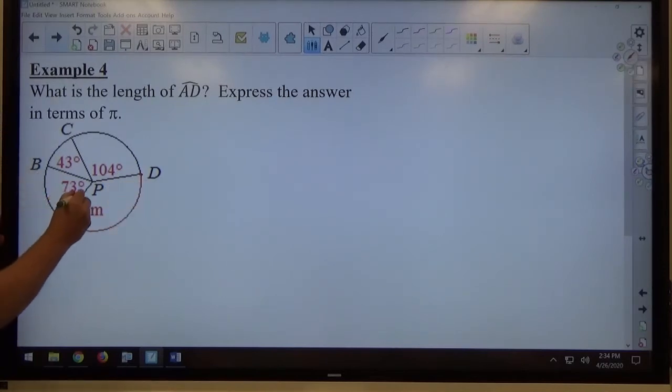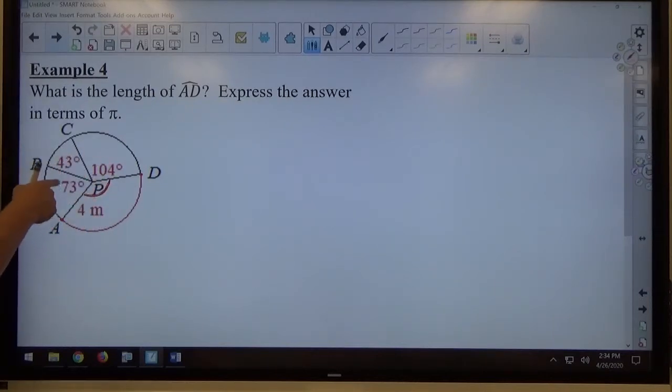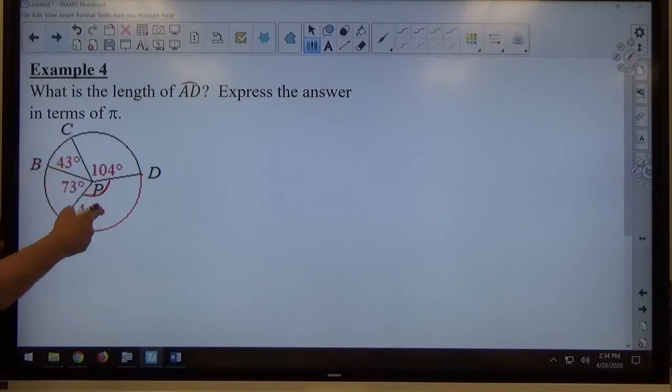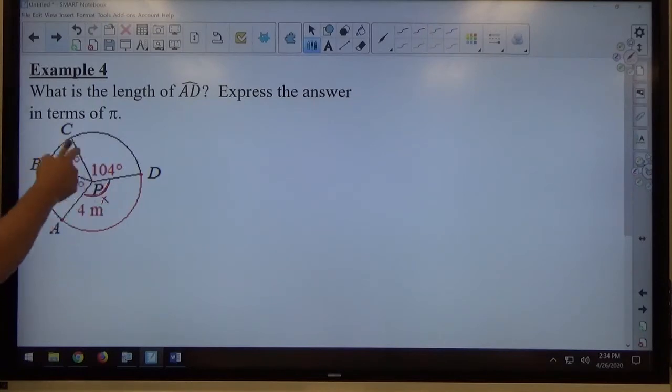What's missing is the central angle. They didn't give me that. What they did give me was all the other angles. So again, this angle and this angle and this angle and this angle that we don't know, let's just call it X to give it a name. Those 4 angles make up a whole circle. Those 4 angles should add up to 360.